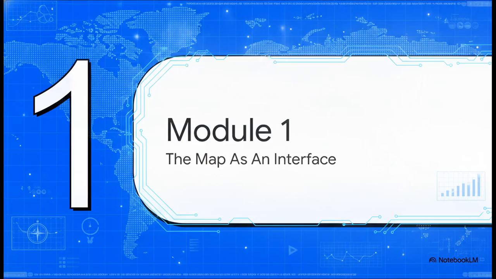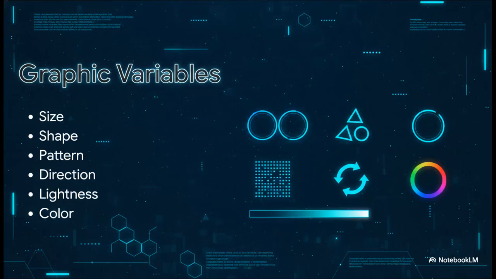Okay, starting off with Module 1, the map as an interface and basic encoding. Before a map can show you the fastest route home or the population density of a country, it relies on a foundational visual code to kind of trick your brain into understanding spatial relationships. Enter Bertin's graphic variables. Once a cartographer decides to place a basic sign on a map, they can tweak these exact variables to encode vast amounts of data.